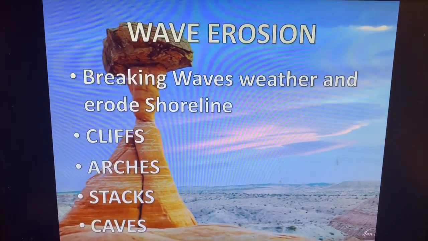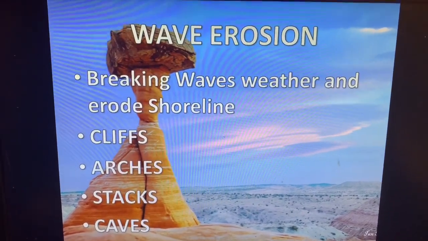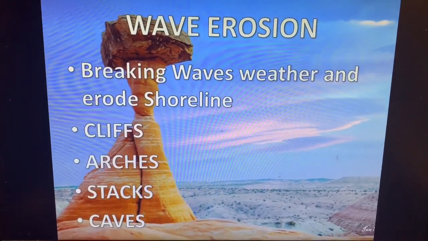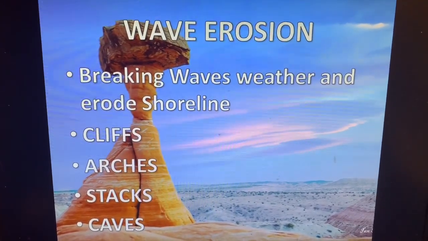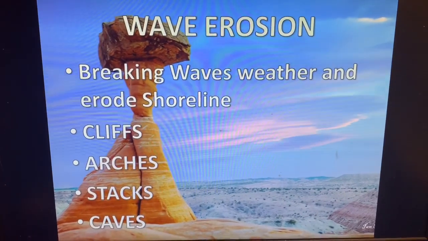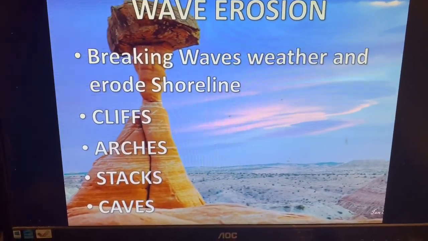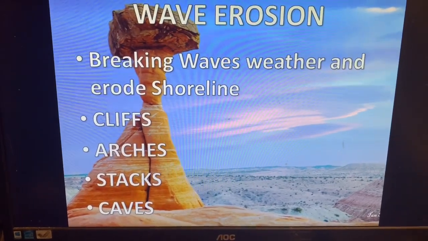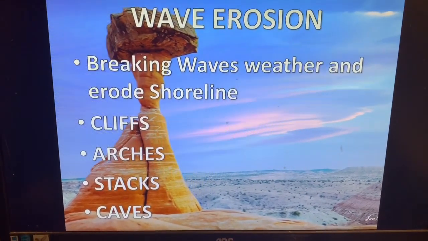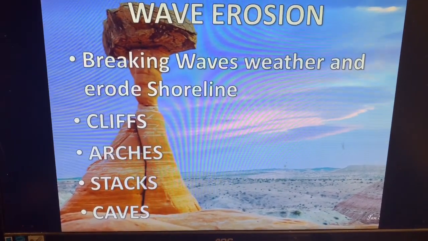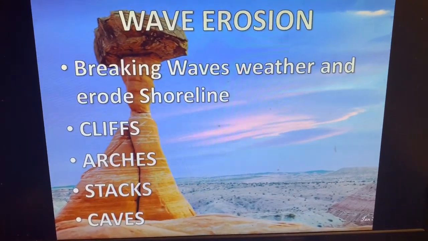Well, as the waves come in, they break, right? You've seen waves break before. They come in, they crest, and they fall over. Well, that cresting of waves weathers and erodes the shoreline. It chips away at the rocks at the edge of the continent or the island that we're talking about, and it carries them away. And when it does this, it's going to create very distinctive features along the shoreline. Those features are what we typically call sea cliffs, sea arches, sea stacks, and sea caves.